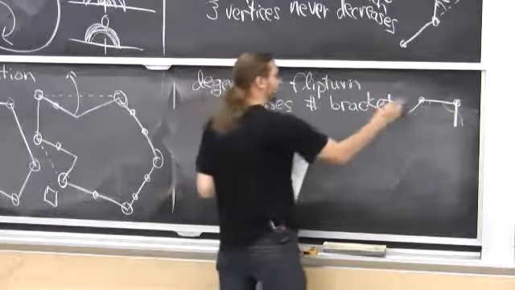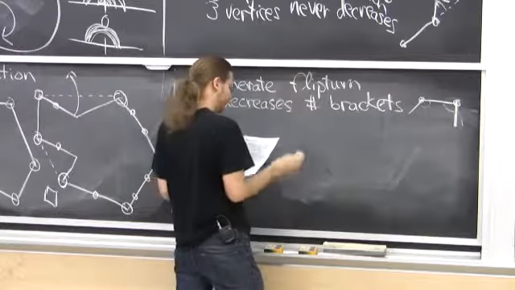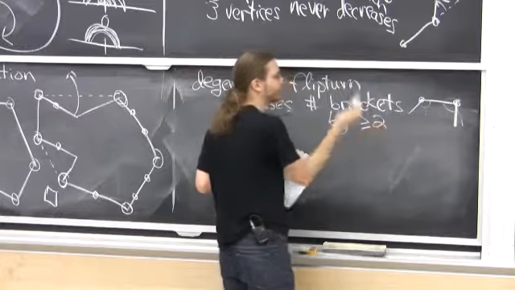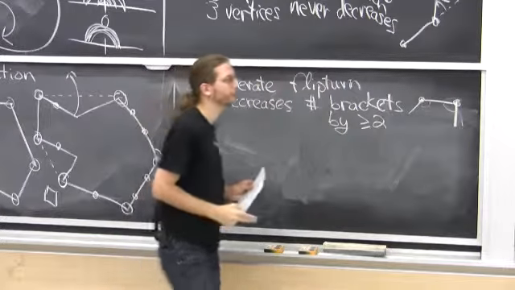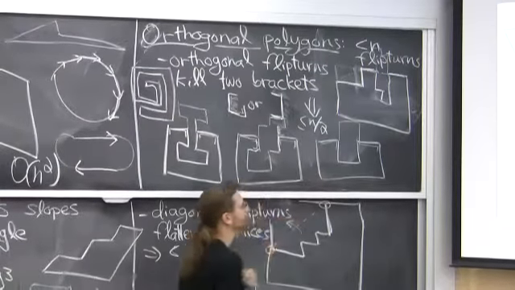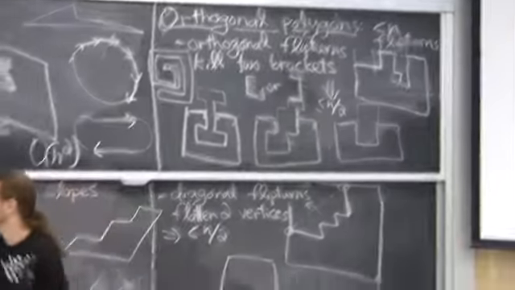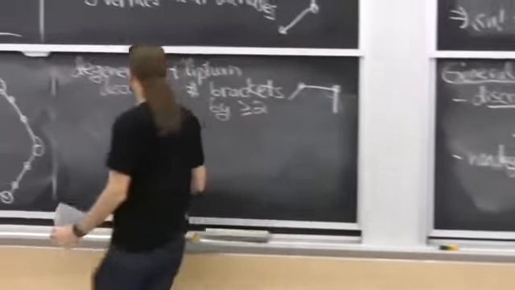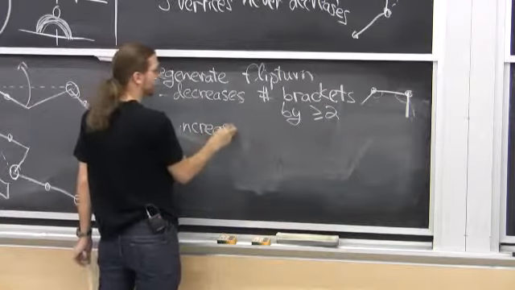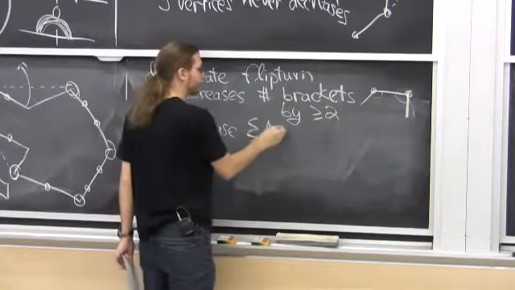So the claim is degenerate flip turns still decrease the number of brackets by at least 2. Same analysis as before, really. We didn't use that it was orthogonal. We were just caring about whether you next turned right or next turned left. So the same argument works to prove this fact. The annoying thing is that they also increase the sum of the discrete turn angles.